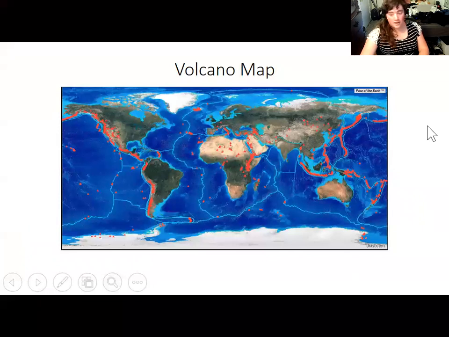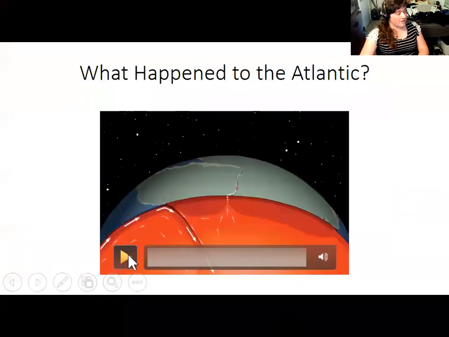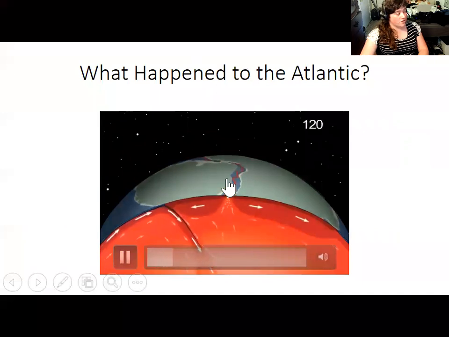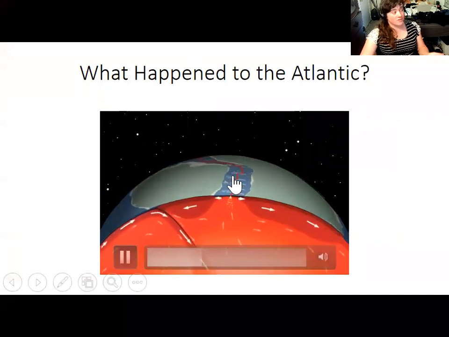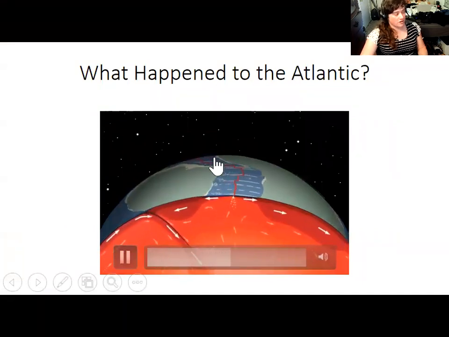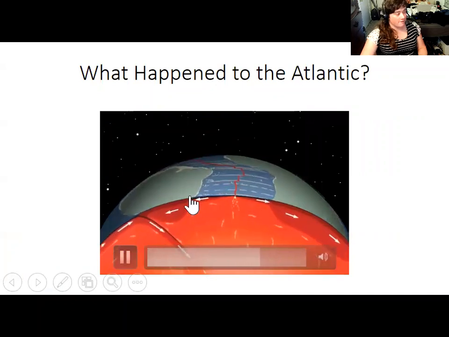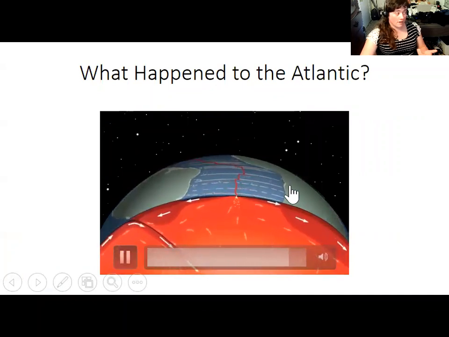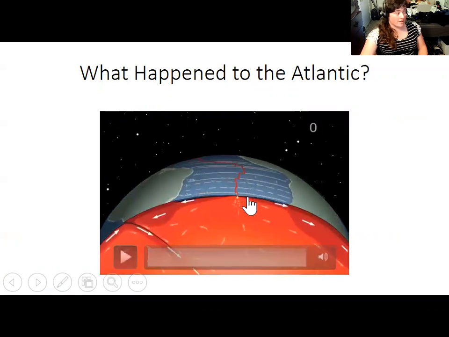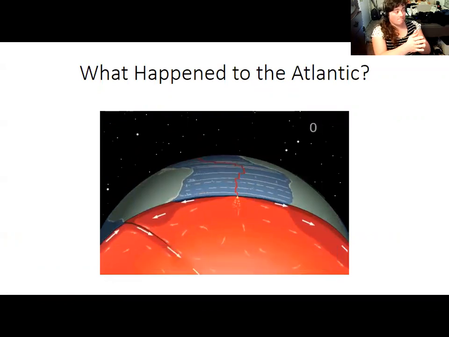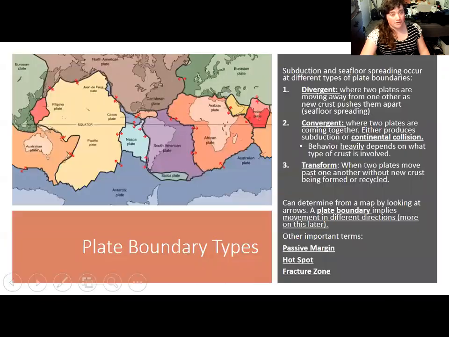And time for one more animation in here. This is actually what happened to the Atlantic Ocean. The Atlantic Ocean formed from seafloor spreading. All of that information, like the shape of the continents fitting together and fossils being found both over here and over here, it turned out that the Atlantic was not existent at one point, that a spreading center formed and pushed the continents apart over time by making new oceanic crust.